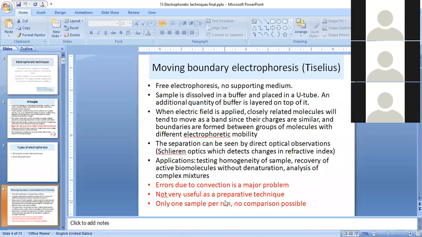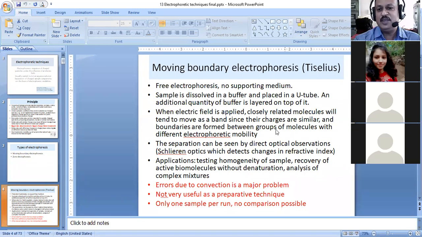This particular term, preparative technique, means that by using this technique, we should be able to recover the sample components. Can you see me? Can you hear me? Yes, sir. We are able to recover the sample components.